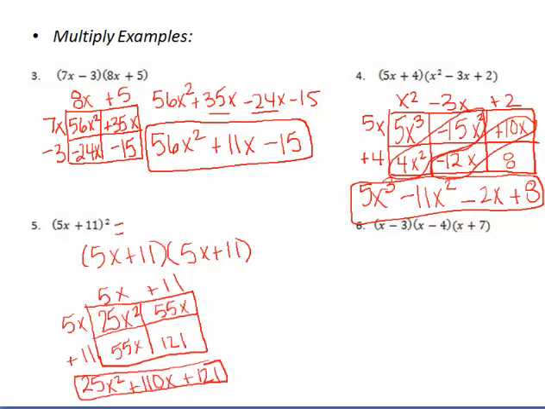Okay, here's the answer to number 5. You should have gotten 25x squared plus 110x plus 121. Okay, so moving on to number 6.